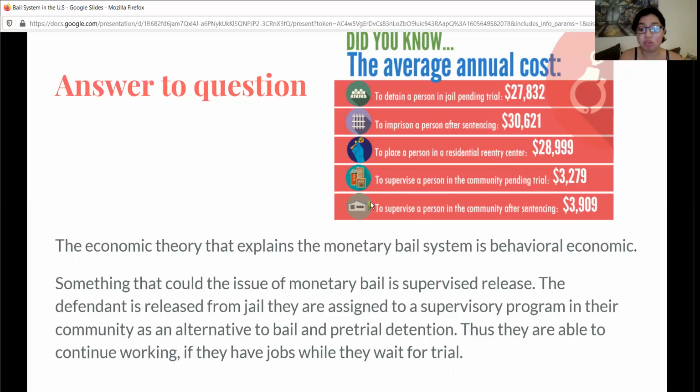thus leading to the solution that I have gathered from researching this issue, which is supervised release. This is in which when the defendant is released from jail, they are assigned to a supervisory program in the community as an alternative to bail and pretrial detention. This way they are allowed to still live their lives normally and go to work until it's time for their trial.